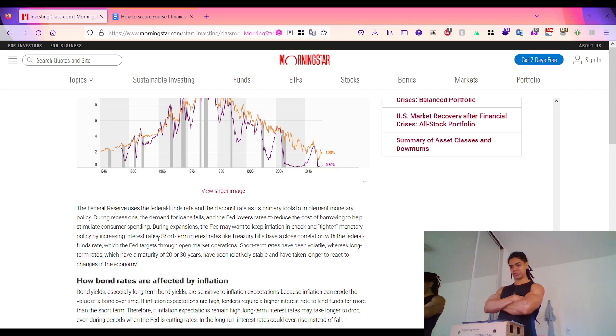So during recession, the demand for loans naturally falls, and the Fed lowers rates to reduce the cost of borrowing to help stimulate consumer spending. During expansion, the Fed may want to keep inflation in check and tighten monetary policy by increasing interest rates. And short-term interest rates like Treasury bills have a close correlation with the federal fund rate.